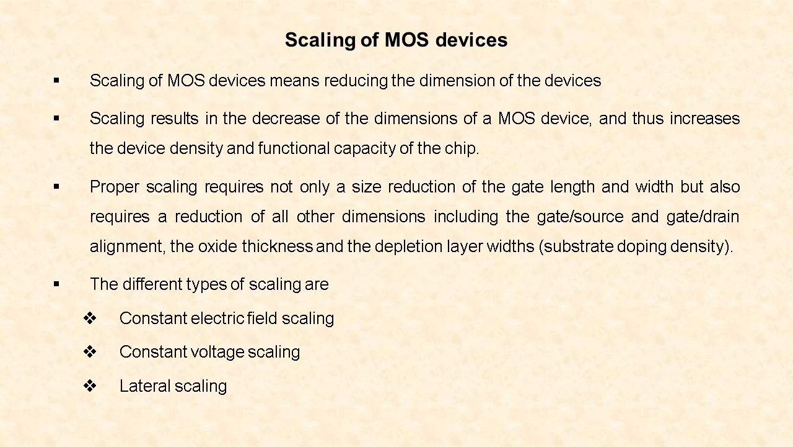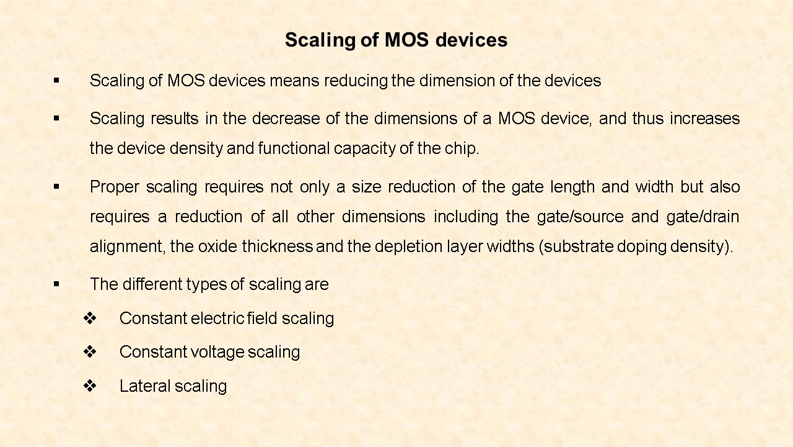In this video, we are going to see about scaling of metal oxide semiconductor devices. Scaling means reducing the dimension of the devices. It results in a decrease in the dimension of a metal oxide semiconductor device, that is MOS device, and thus it increases the device density and functional capacity of the chip. Functional capacity means increase in operating frequency, reduction in power dissipation, gate delay, etc.